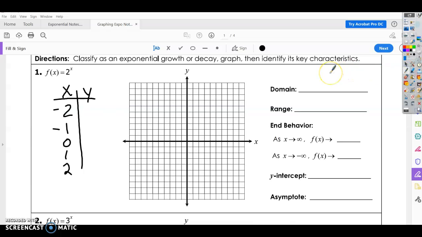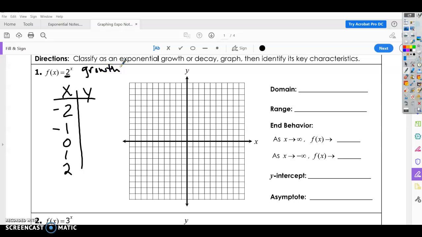All right, we're going to look at the first one and see what it says. It says classify exponential growth or decay, graph, and then identify key characteristics. All right, so since this is greater than 1, that's our b. Remember, that's our base. If our base is greater than 1, it means it's exponential growth. So number 1 is a growth function, which means it's going to go up when we graph it.